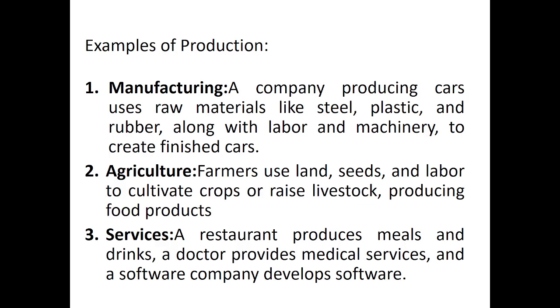Now the farmers use land, seed, labor to cultivate crops or raise livestock, producing food product. Now this is the manufacturing company. If I talk about the agriculture company, then it has a different example. In the agricultural company, farmers use land, seed, labor to cultivate crops or raise livestock, producing food product. Now there is a basic difference between a manufacturing company and the agricultural company.